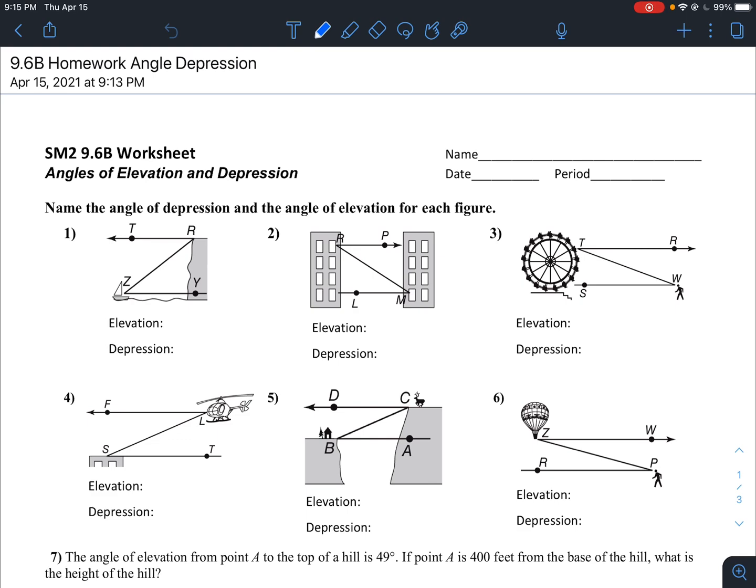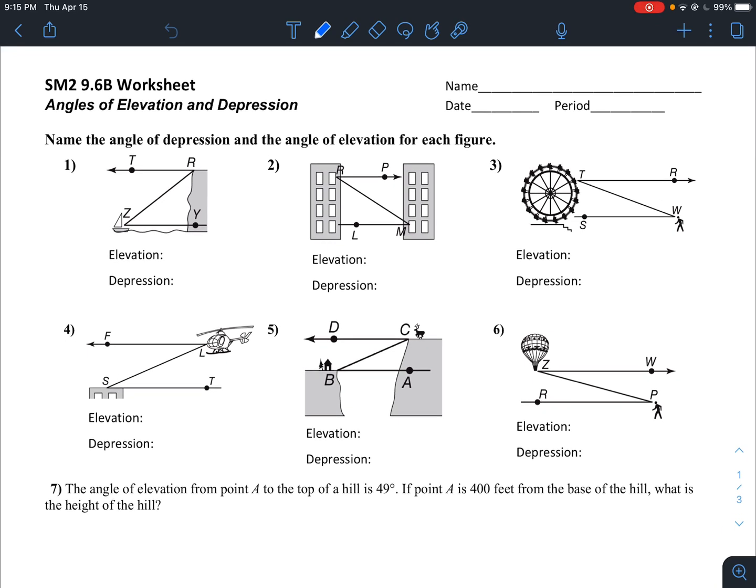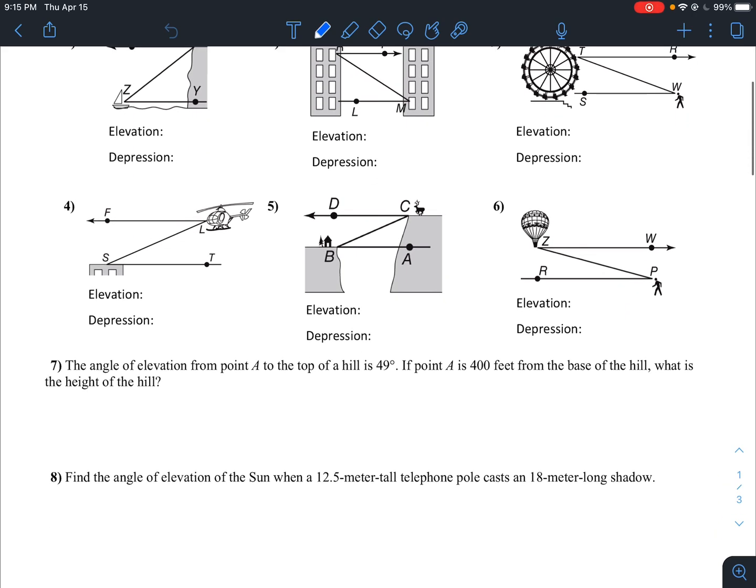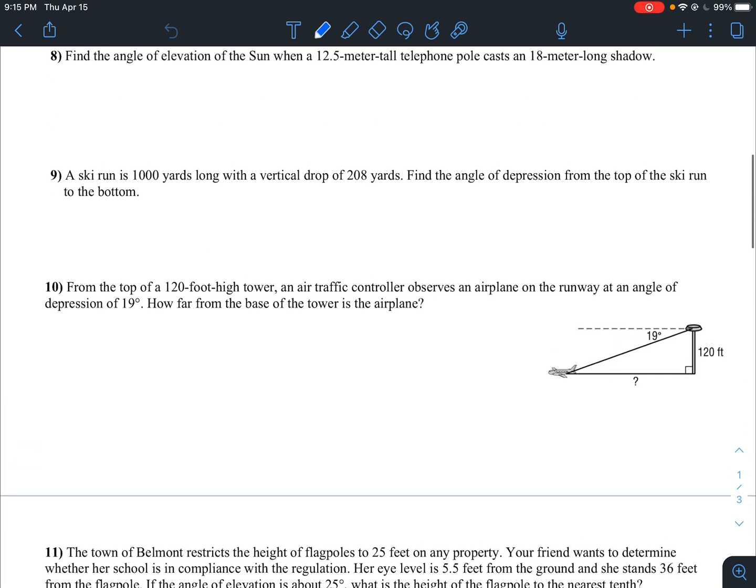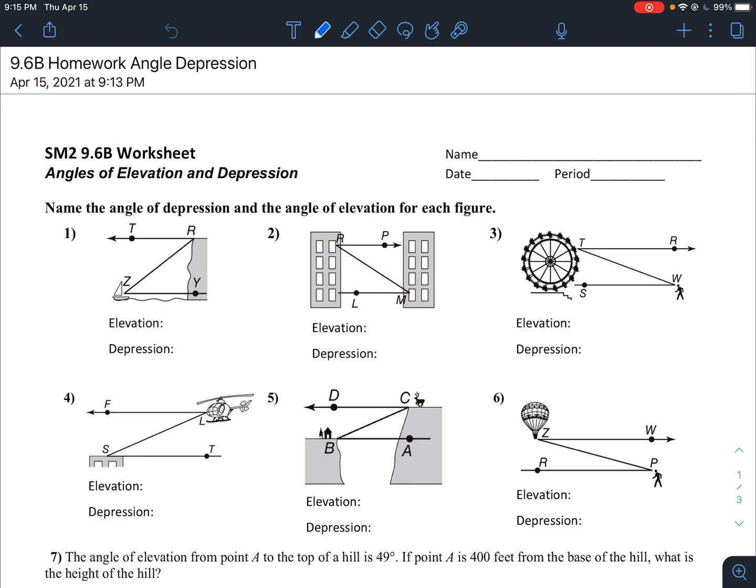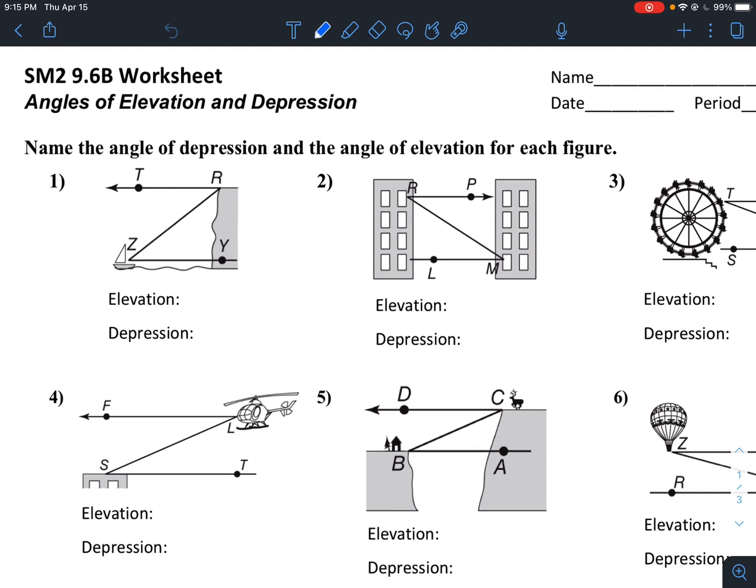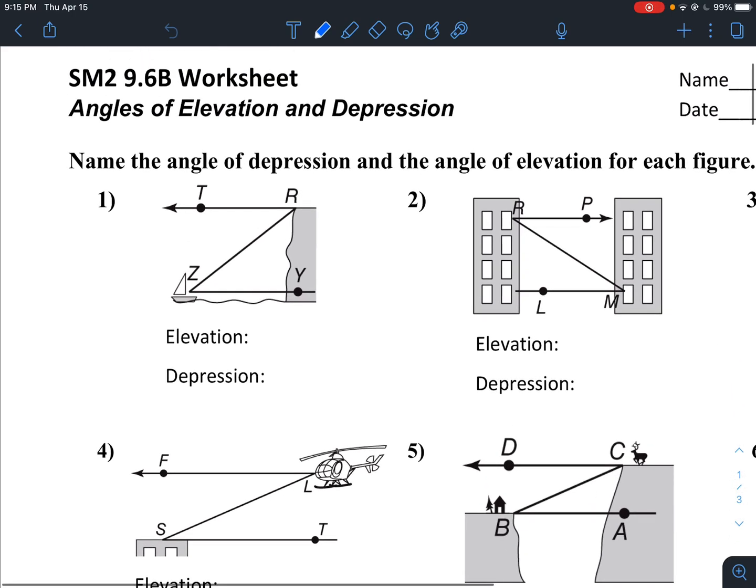Now, the concept is very, very easy, but applying it can be a little more difficult, mainly because a lot of these problems are story problems, which students tend to have a hard time with. That's the more difficult part. The idea isn't really that difficult. But on this worksheet, let's go over a couple of these so that we know what the angle of depression and angle of elevation is.